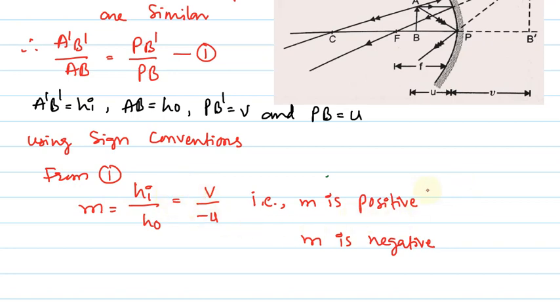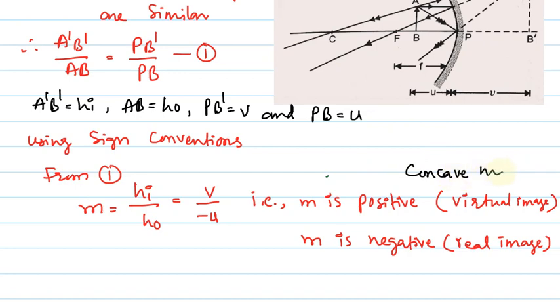So m is positive when a concave mirror forms which image? Virtual image. And m is negative when a concave mirror forms real image. So these two conditions are for concave mirror. Let us mention for concave mirror we have these two conditions. m is positive when virtual image is formed. m is negative when real image is formed.